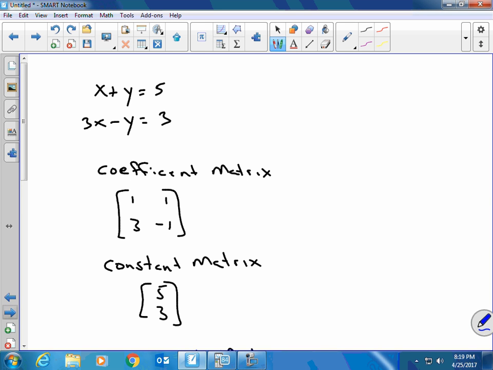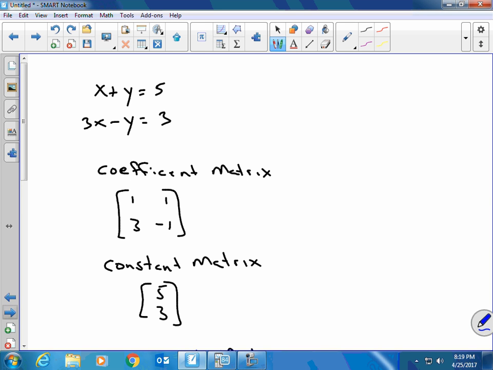The coefficient matrix is what it sounds like. It's a matrix made up of all the coefficients. If I look at the left-hand side of this equation, notice both of these equations are in the same basic order: x's, then y's, then equals, then a number. That has to be true before I can write my coefficients into a matrix. They must be in the same order, all the variables on one side in the same order. So now I just simply write down the coefficients.